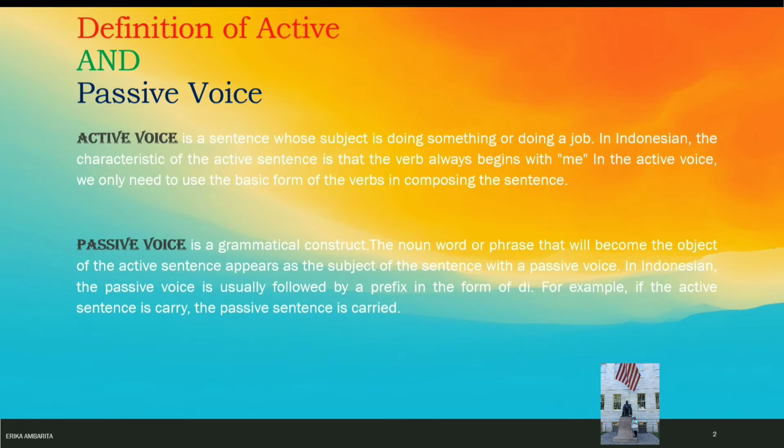Passive voice is a grammatical construct. The noun word or phrase that will become the object of the active sentence appears as the subject of the sentence with a passive voice. In Indonesian, the passive voice is usually followed by a prefix in the form of di. For example, if the active sentence is carry, the passive sentence is carried.